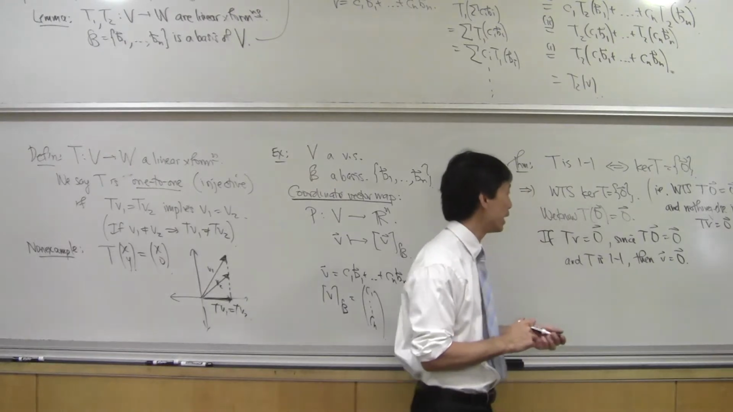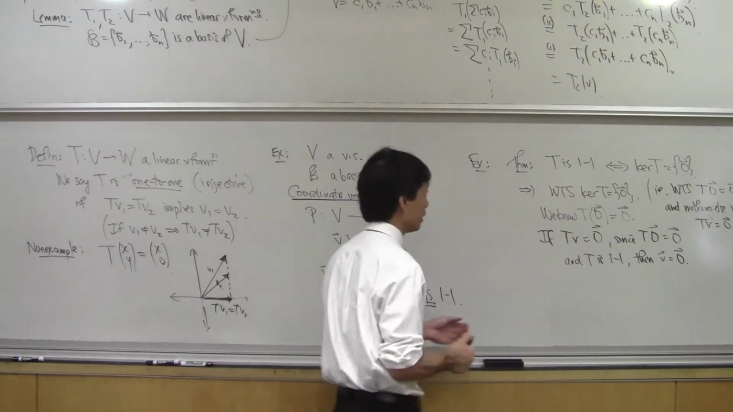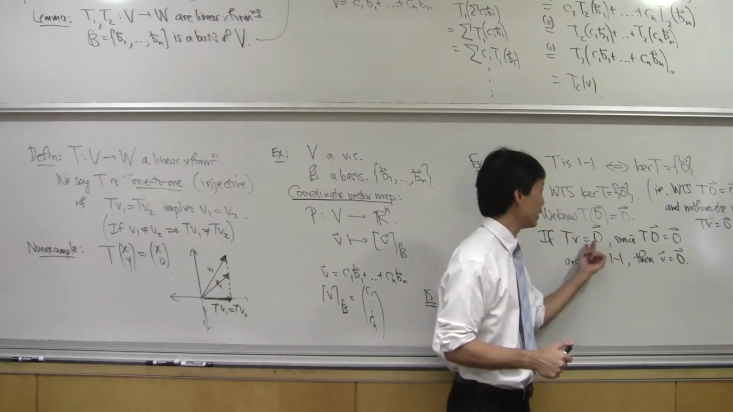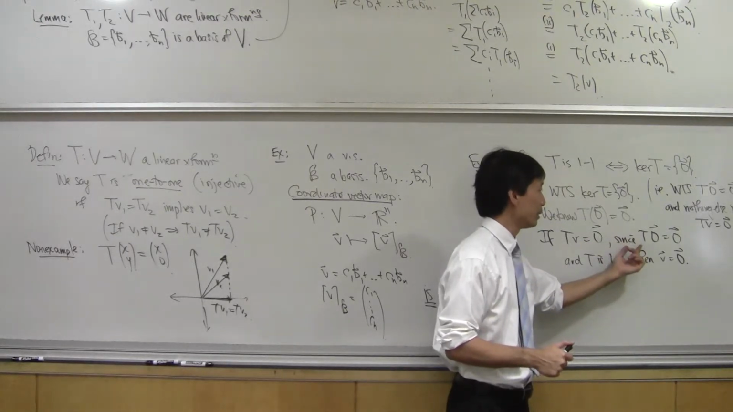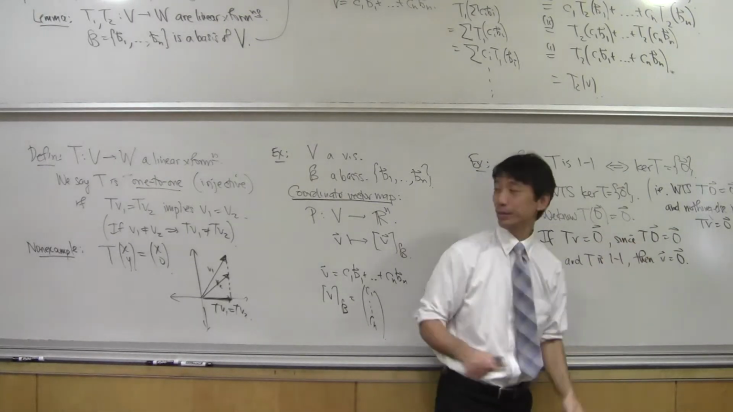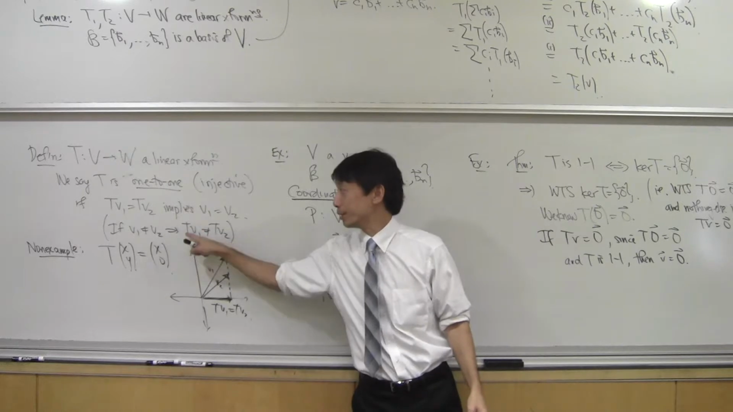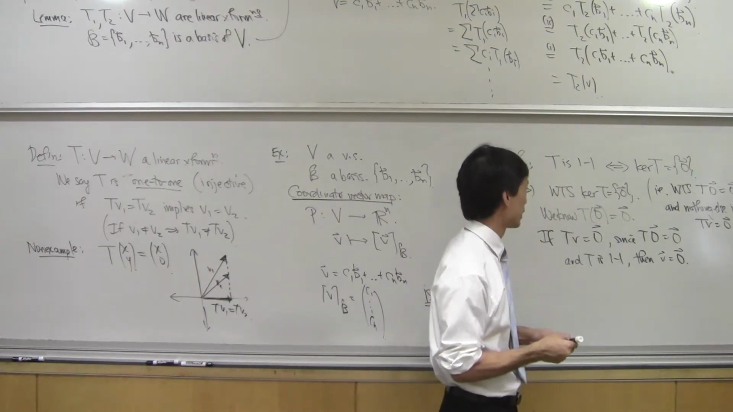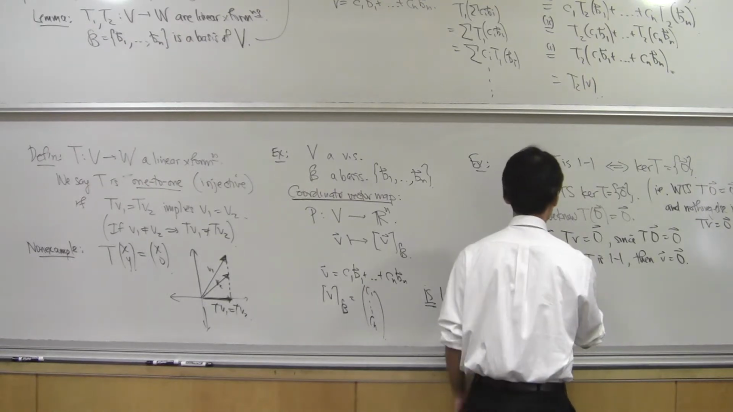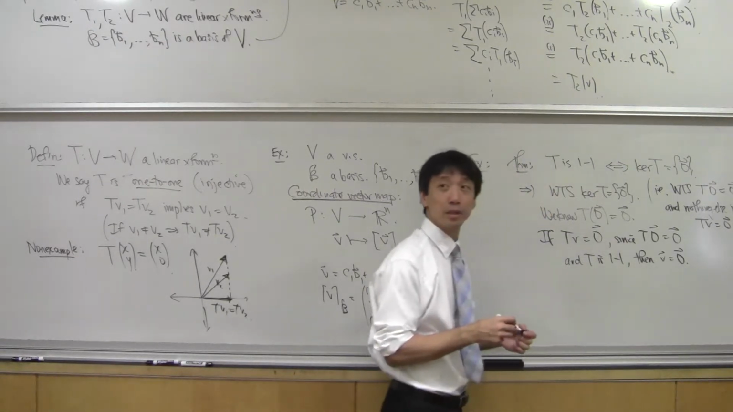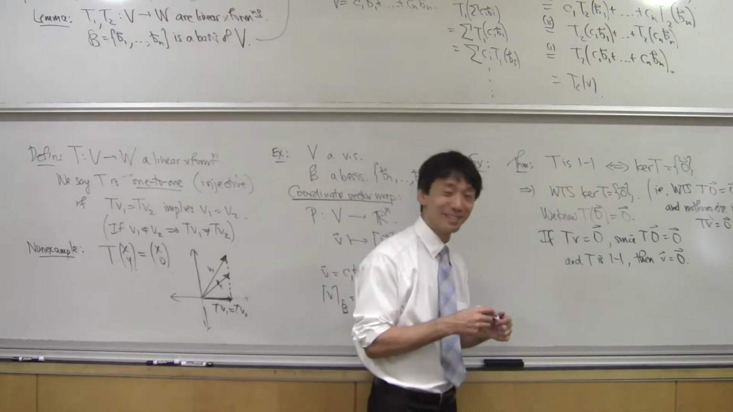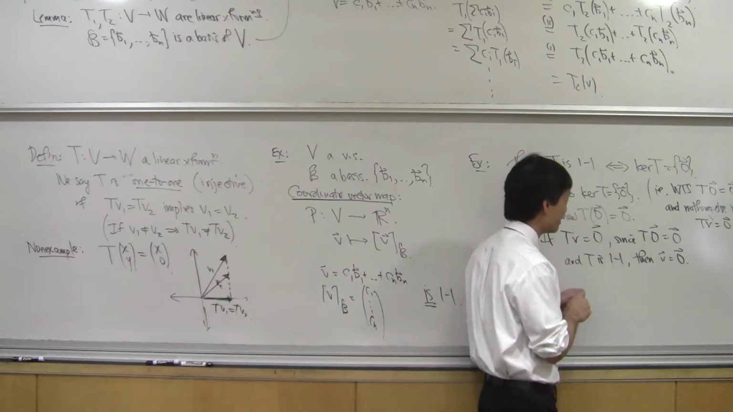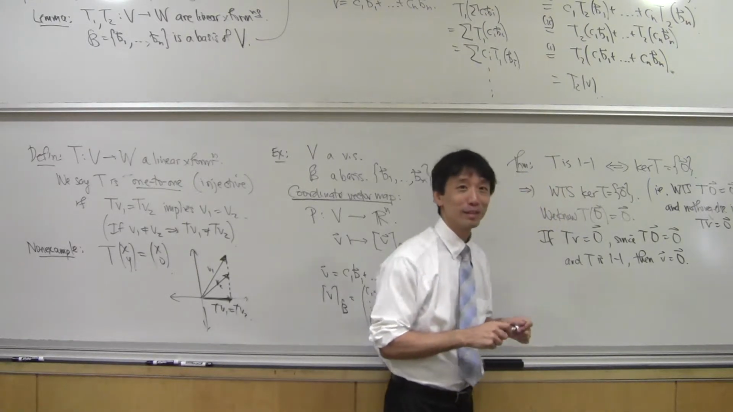Or another way of saying that is that if we took anything other than 0, it's not going to get sent to 0. Anything not equal to 0 would have an output not equal to 0. Any questions?